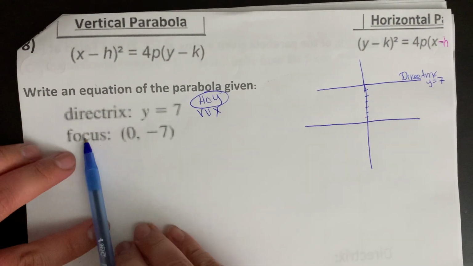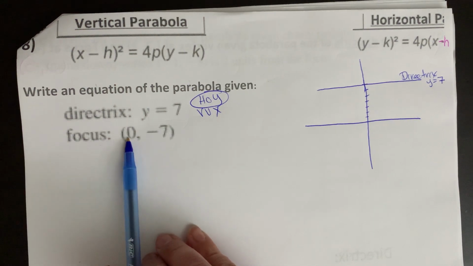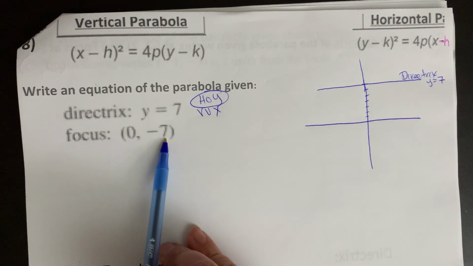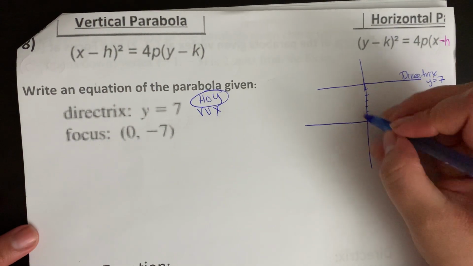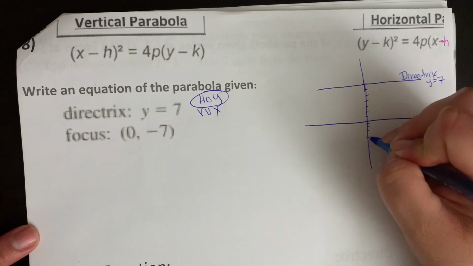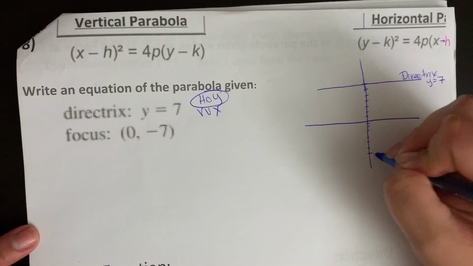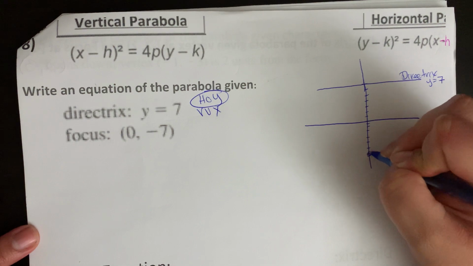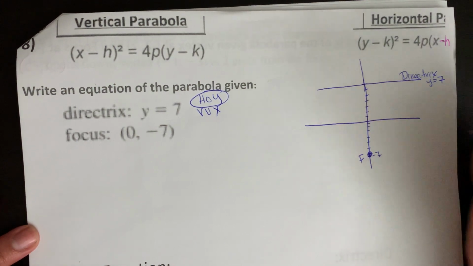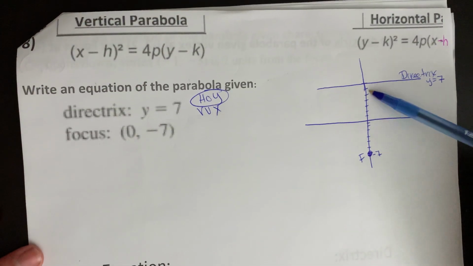Okay. And I'm going to have a focus at 0, negative 7. Okay. So here's 0, 1, 2, 3, 4, 5, 6, 7. So this is negative 7. And then this is going to be my focus. Okay. So these are kind of far away.